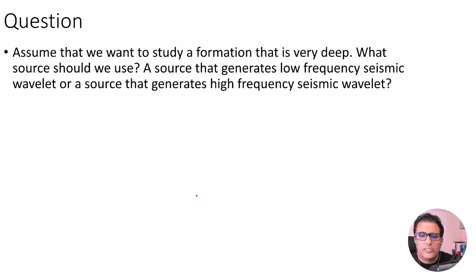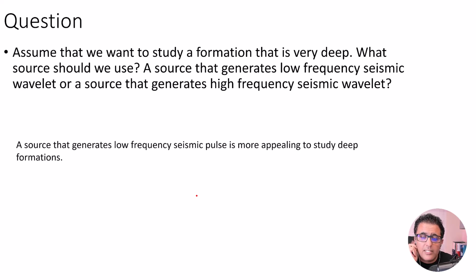Assume that we want to study a formation that is very deep. What source should we use? A source that generates low frequency seismic signal or high frequency? So a source that generates low frequency is more appealing, and the reason is that higher frequencies are attenuated faster, so we may not be able to study the target if we use a high frequency source.